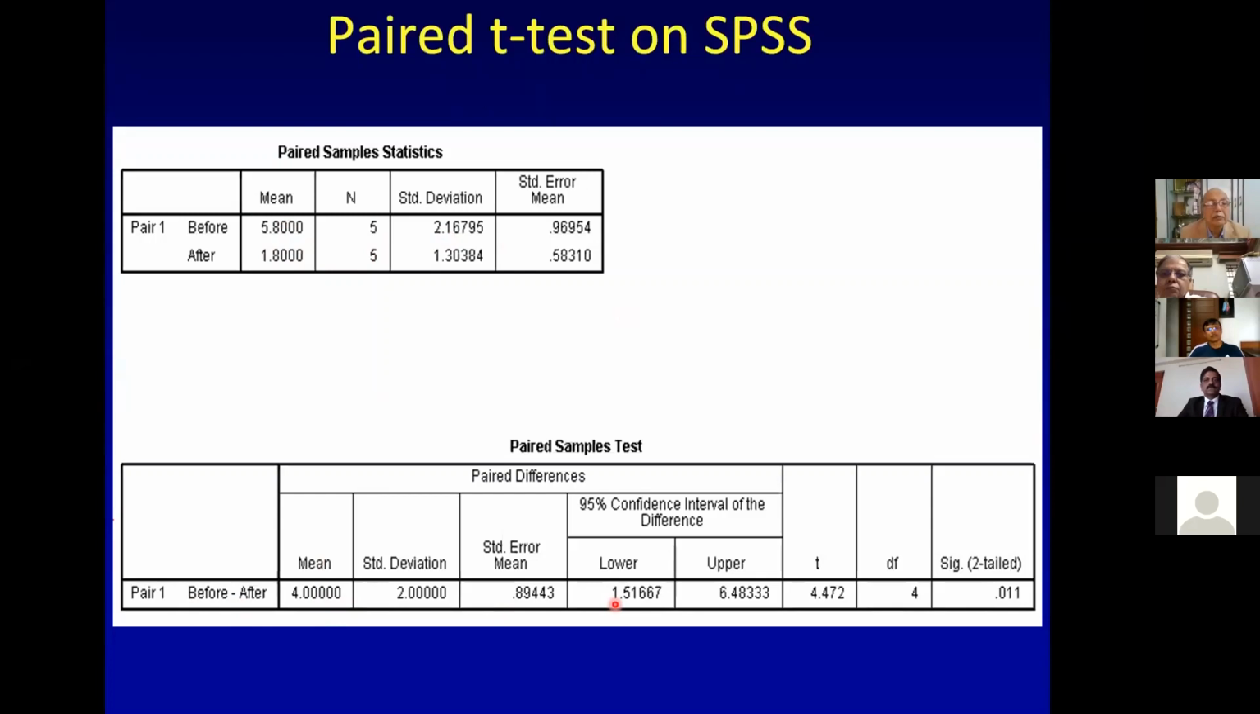And these are the lower and upper bounds of the 95% confidence interval. So when we write this, we write the difference before and after is 4, in bracket again 95% confidence interval, 1.52 and 6.48. And if you want to give a p-value, p-value equals 0.011. And generally for p-values, it's encouraged to give 3 decimals. So with this relaxation technique in just 5 patients, you saw a big difference, right? And even in this sample, it was found to be statistically significantly different.